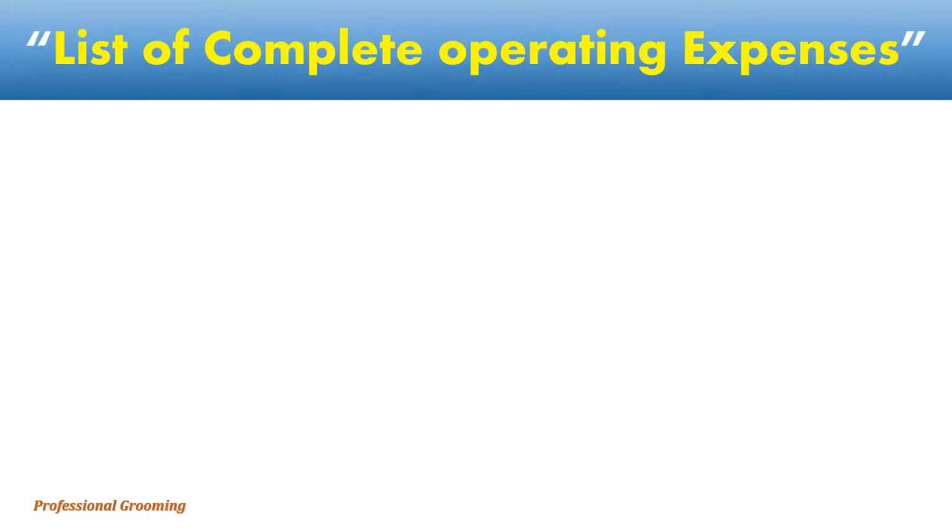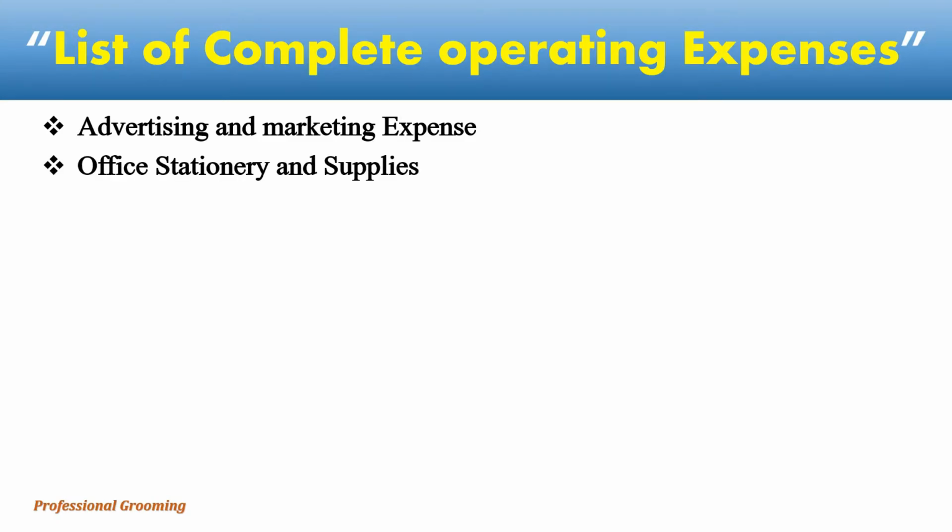The first we will discuss here is advertising and marketing expense. These are expenses incurred by the companies on promotion and advertising activities for the increase of sales. These expenses are charged under the head of advertising expense in the profit and loss account. Next, office stationery and supplies. These are expenses incurred to buy office stationery and supplies for the usage by staff on a day-to-day basis. For example, we are buying papers, pens, cartridges for the printers, etc. Just like other operating expenses, this is also charged to the profit and loss account of the company.